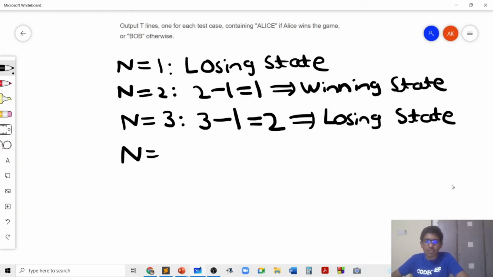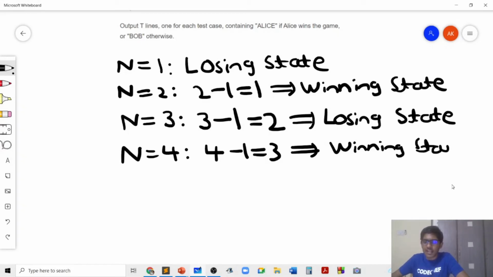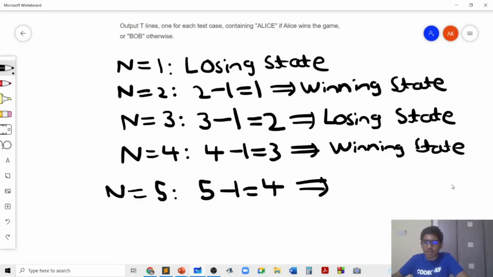If n is 4, let's subtract 1 from 4. We get 3. 3 is a losing state, so 4 is a winning state. Similarly, when n is 5, we get 5 minus 1, which is 4, because 1 is the only divisor of n between 1 and 4. 4 is a winning state, so 5 is a losing state.